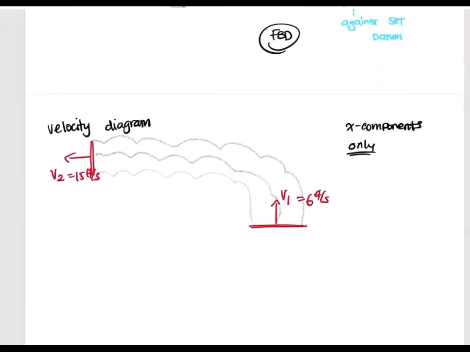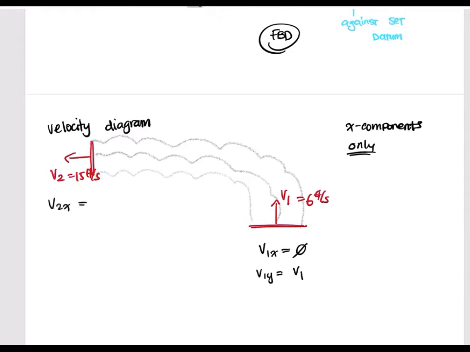Okay, so if we break this down, there's no angle to consider in either one of these cases. At 1, V1x is going to be 0. It's going to go away. And we can write V1y as just V1. Now at 2, V2x is going to be what?